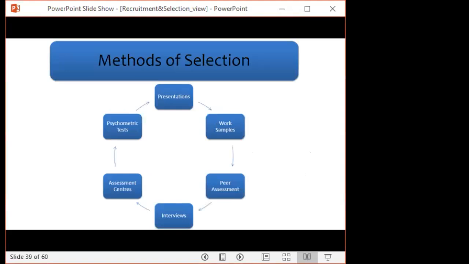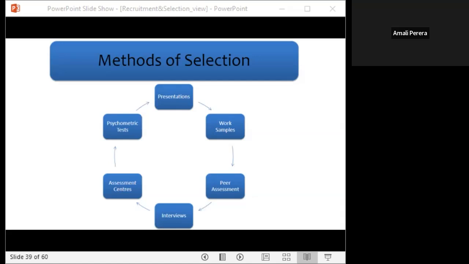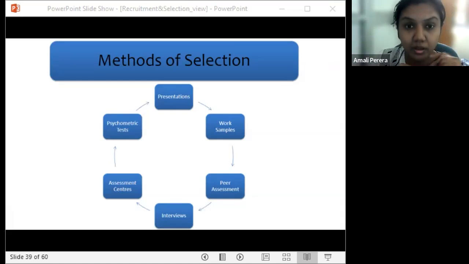Right. So now we are going to learn about the methods of selection. What are those methods of selection? We'll see. Right, so, methods of selection.